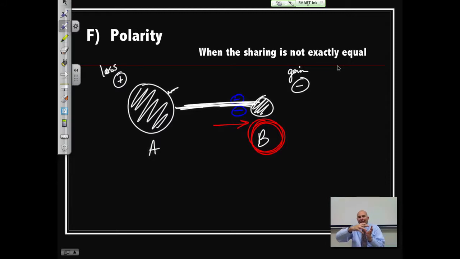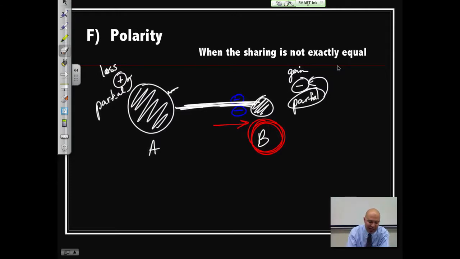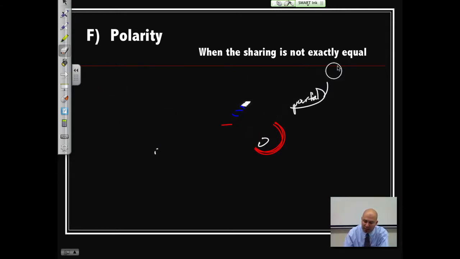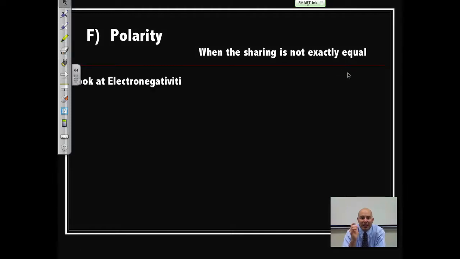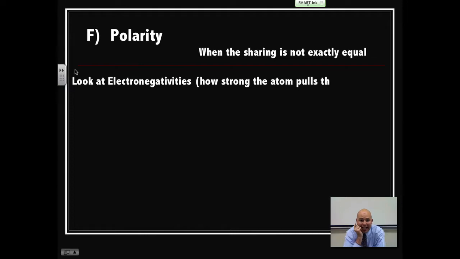But rather we have electrons being a little too close, so it creates a partial negative charge when they're closer to the negative, and a partial positive charge when they're further away from something. So it's almost like it's lost, it's almost like it's gaining. Okay? So those are the partial charges. Now, how does this happen? Well, polarity happens because the sharing is unequal, and it more specifically happens because of differences in electronegativity.